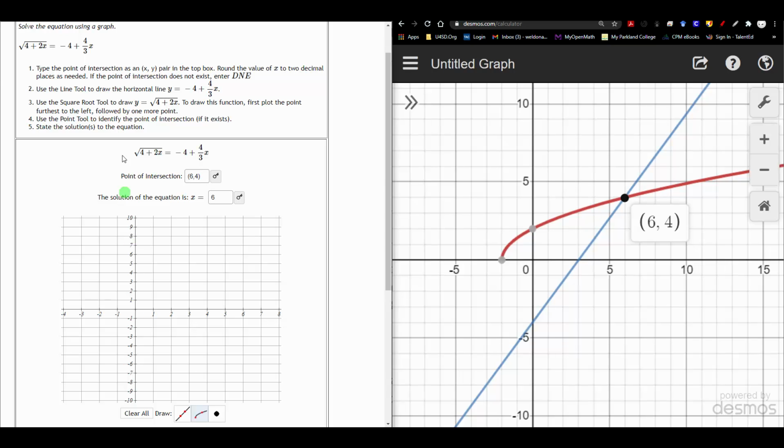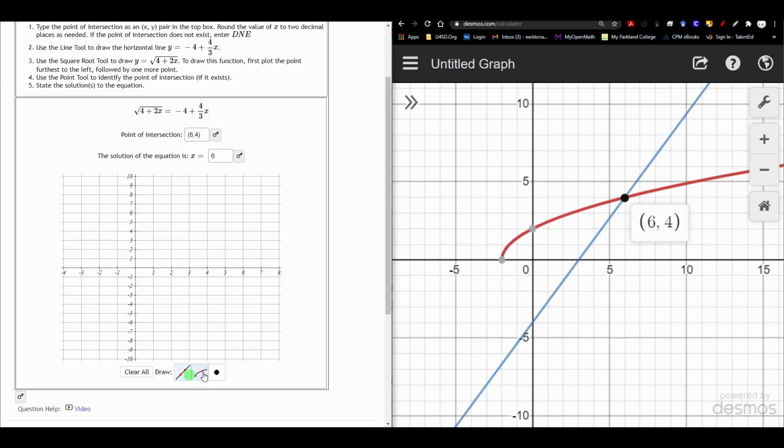All right, so we're going to just make sure that we read our instructions up here. I kind of laid out for you step by step. So it says here in step 2, use the line tool to draw the horizontal line. All right, so y equals, and it gives you the function. So down here when they talk about the line tool, you see line, you see square root, and you see the point tool. We want the line tool, so I'm going to select that, and we're going to draw this line. So to do that, we need 2 points.